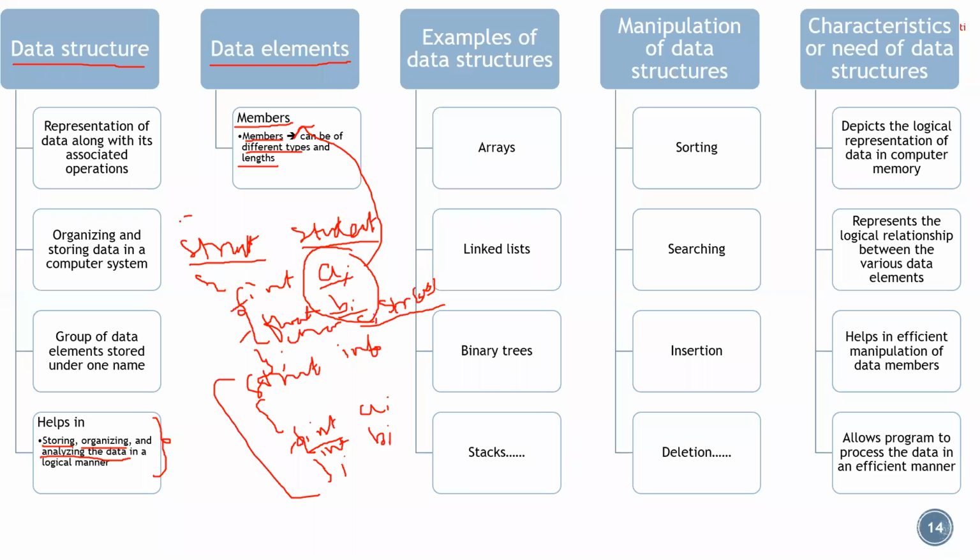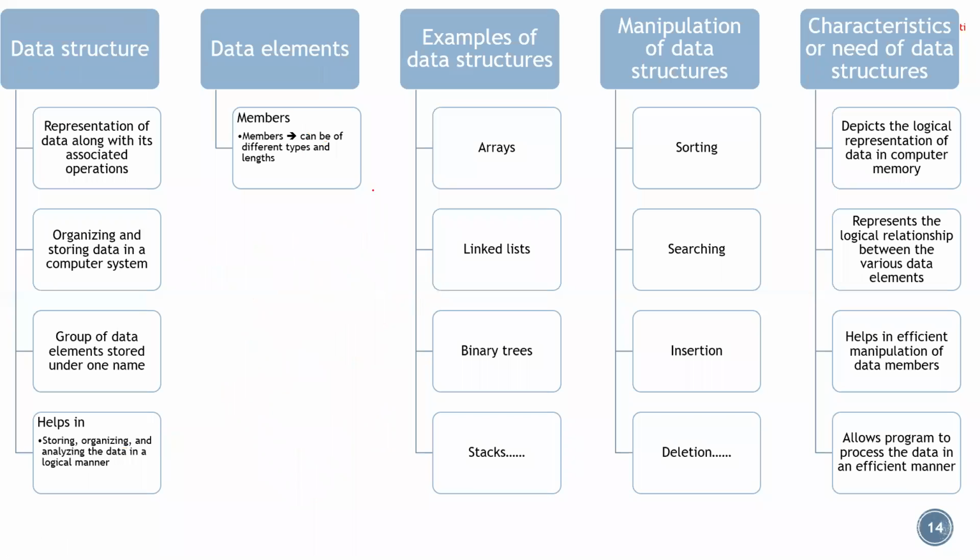Now, this is in general what I am talking about the data structures. But when we consider the different examples of the data structures, we have already come across one of them, which is array. So this is also a kind of data structure, but what is the difference between this and the other data structure we are talking about, in which we are making use of struct and union keywords?